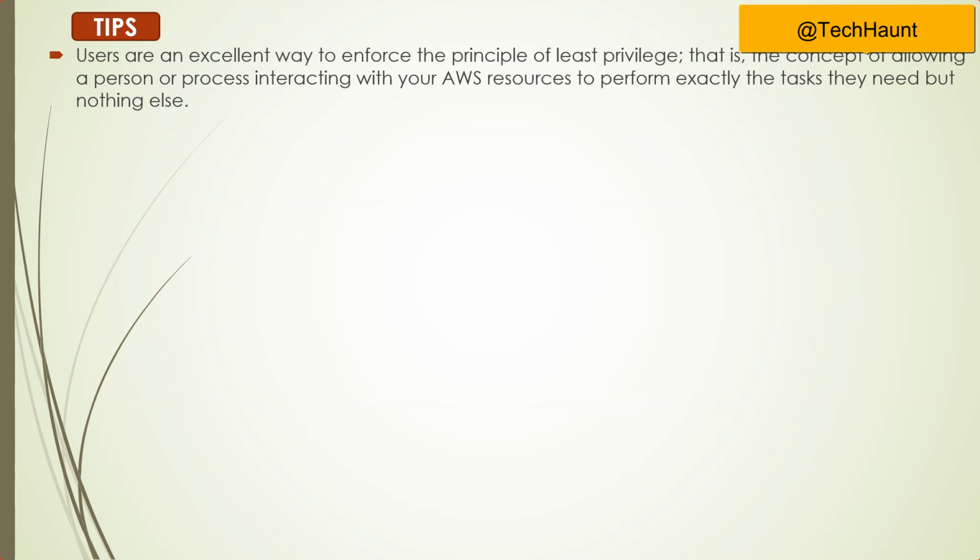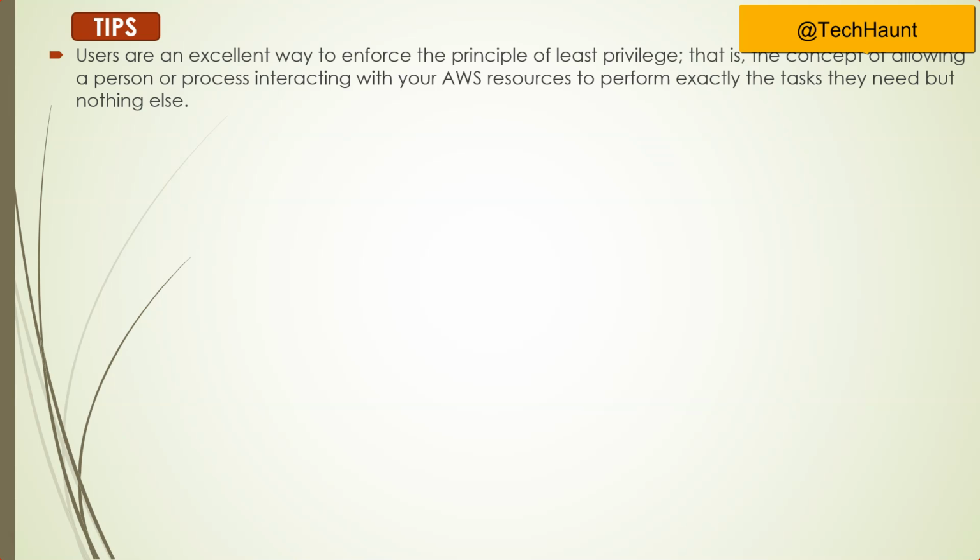So in IAM, what is the first concept? That's the principal. You need to understand what a principal is in IAM. A principal is nothing but an entity that is allowed to interact with AWS resources. A principal can be permanent or temporary, and it can represent a human or it can represent an application.